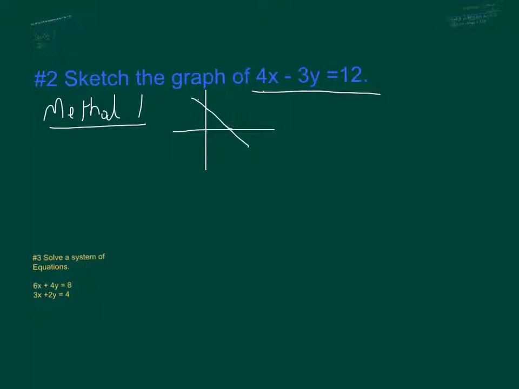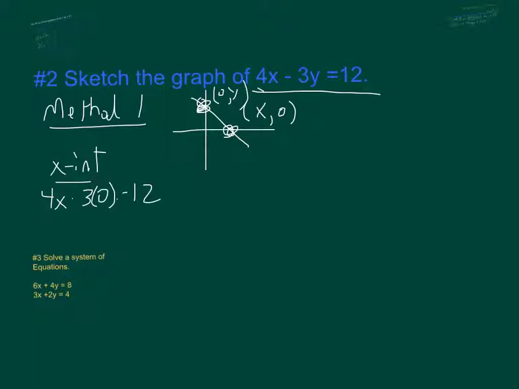Now, remember, intercepts are where something crosses the x and the y-axis. The x-intercept will always be (x, 0), and the y-intercept will always be (0, y), whatever the y value is. Okay, so for instance, let's find the x-intercept first. To find the x-intercept, replace y, this y right here, with 0. So I'm going to have 4x minus 3 times 0 equals 12. Well, 3 times 0, that's pretty silly. It's just 0. So 4x equals 12.